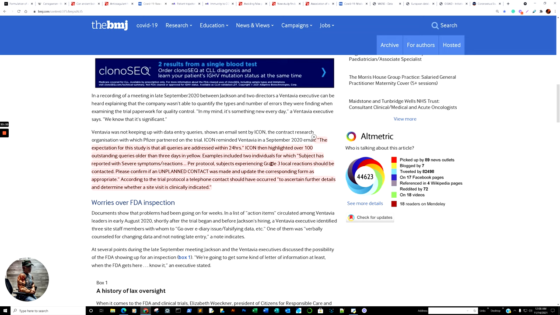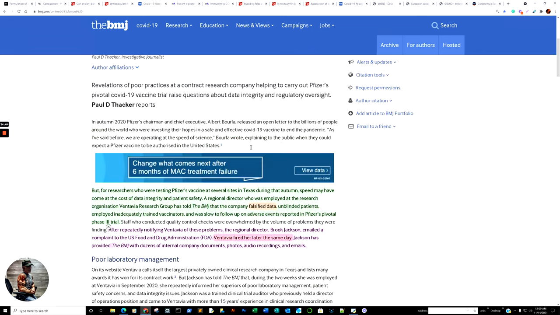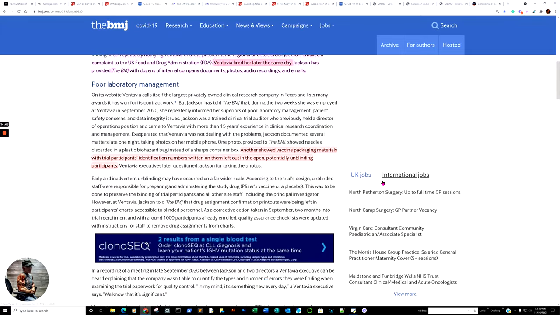Subjects experiencing grade 3 local reactions should be contacted. Please confirm if an unplanned contact was made and update in course, meaning the individuals were having reactions and they just let it go. According to the trial protocol, a telephone contact should have occurred to ascertain further details and determine whether a site visit is clinically indicated. So if people are having severe reactions and then no one's contacted them back. So there's the issue.